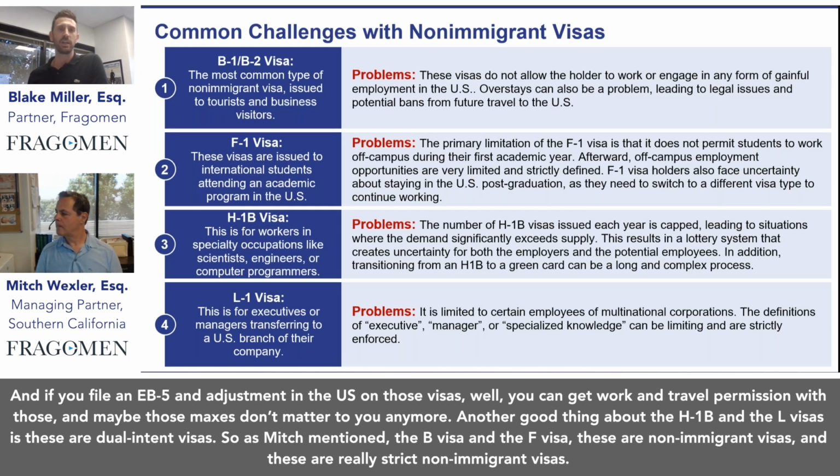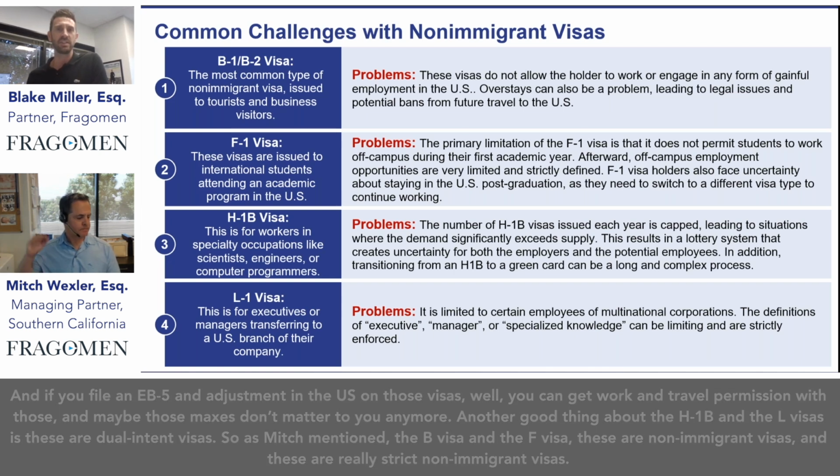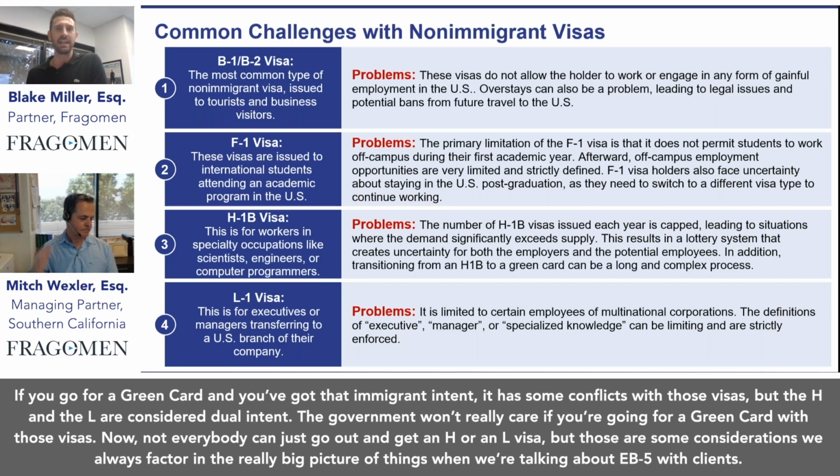So as Mitch mentioned, the B visa and the F visa, these are non-immigrant visas, and these are really strict non-immigrant visas. If you go for a green card and you've got that immigrant intent, it has some conflicts with those visas. But the H and the L are considered dual intent. The government won't really care if you're going for a green card with those visas. Now, not everybody can just go out and get an H or an L visa, but those are some considerations we always factor in the really big picture of things when we're talking about EB-5 with clients.